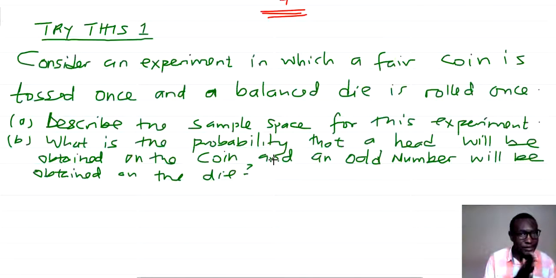It says, consider an experiment in which a fair coin is tossed once and a balanced die is rolled once. Part A, describe the sample space for this experiment. Part B, what is the probability that a head will be obtained on the coin and an odd number will be obtained on the die? So my dear viewer, the challenge is there.